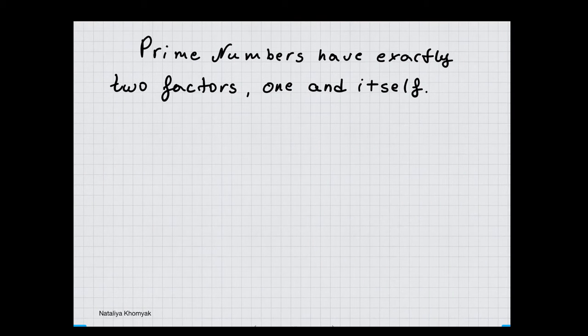So here's the definition for prime numbers. They have exactly two factors, 1 and itself. Let's say the number 3. We can only get 3 by multiplying 1 and 3. There's nothing else that goes into 3. Let's say 7 has 1 and 7 as its factors. 11: 1 goes into it and 11 goes into it.